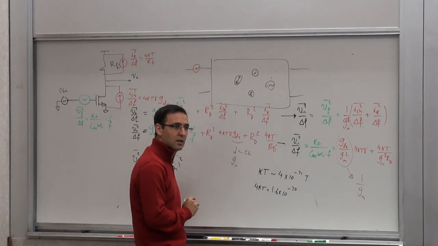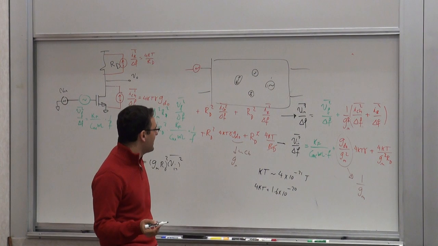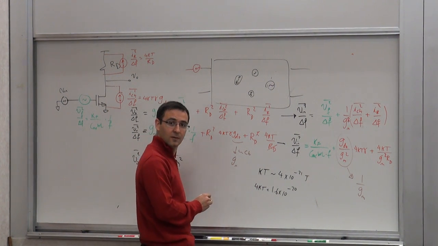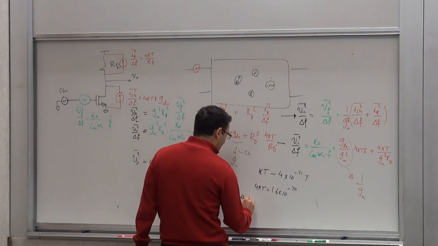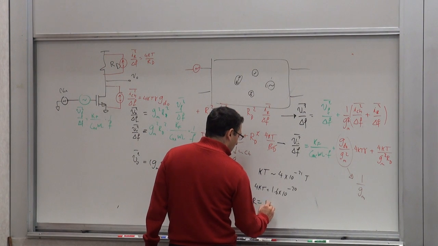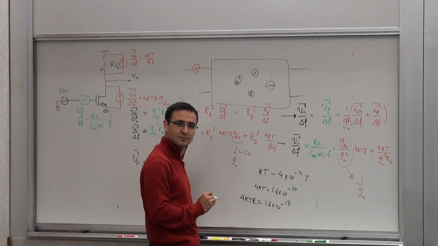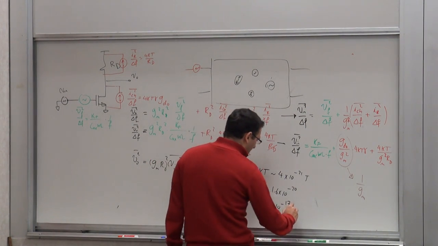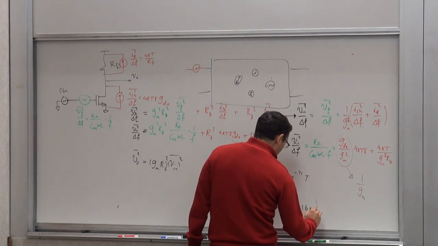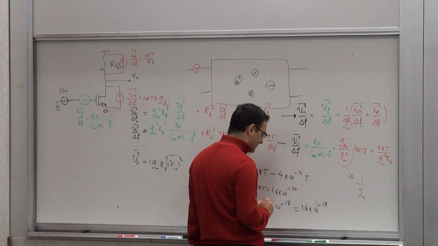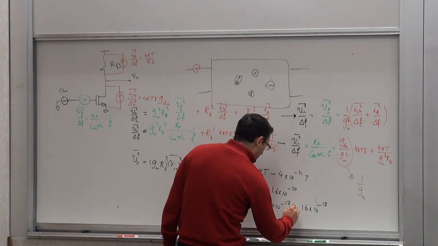Noise power, right? So let's say your resistance is 1 kilo ohm. For 1 kilo ohm resistance, 4kTR is 1.6×10⁻¹⁷, which I can write as 16×10⁻¹⁸ volt squared per hertz.